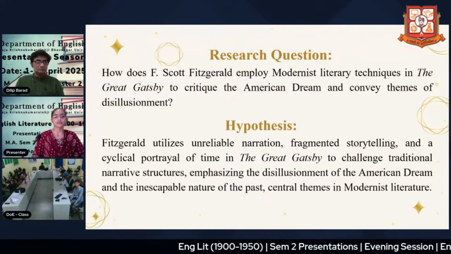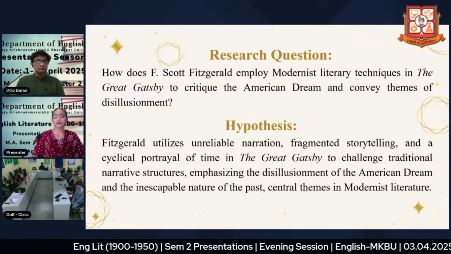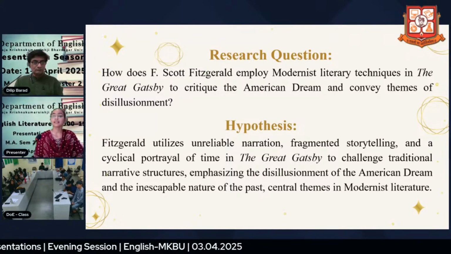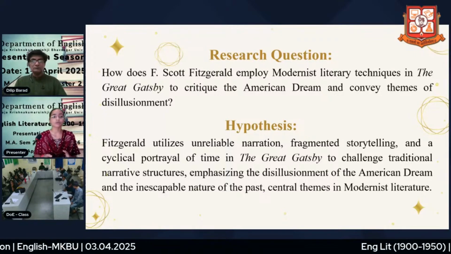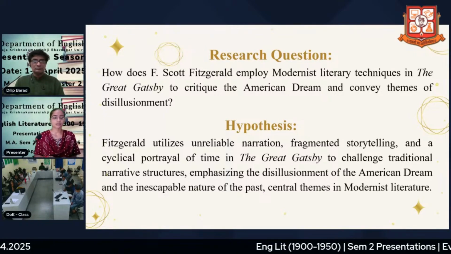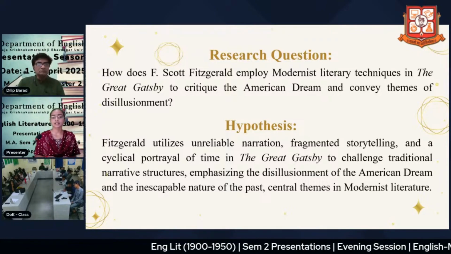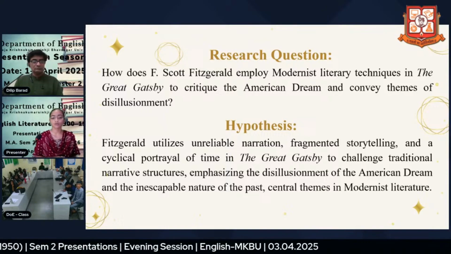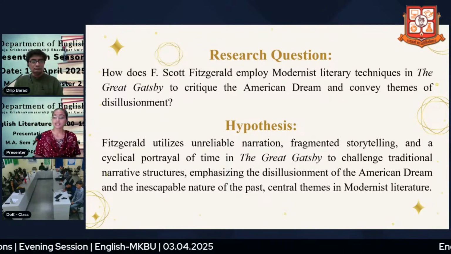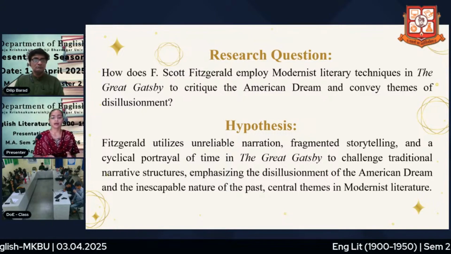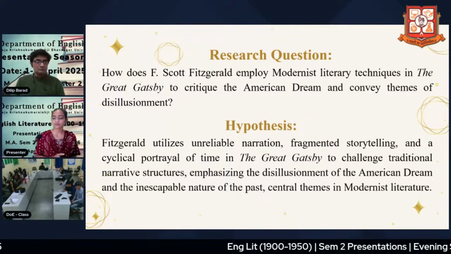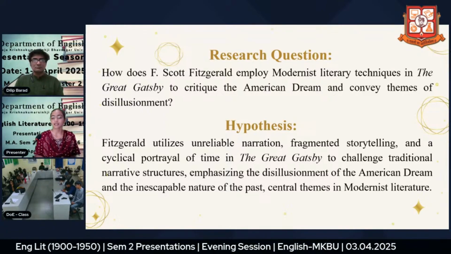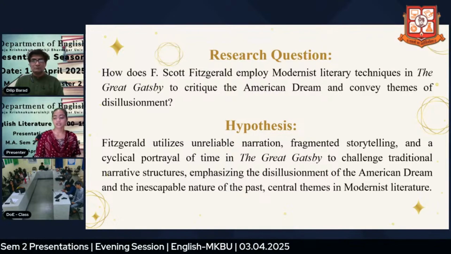How does F. Scott Fitzgerald employ modernist literary techniques in The Great Gatsby to critique the American dream and convey themes of disillusionment? Hypothesis: Fitzgerald utilized unreliable narration, fragmented storytelling, and a cyclical portrayal of time in The Great Gatsby to challenge traditional narrative structures, emphasizing the disillusionment of the American dream and the inescapable nature of the past, a central theme in modernist literature.